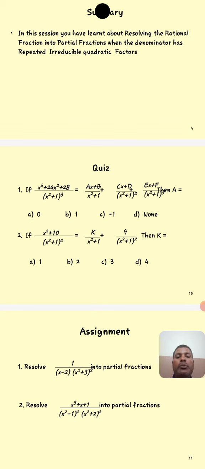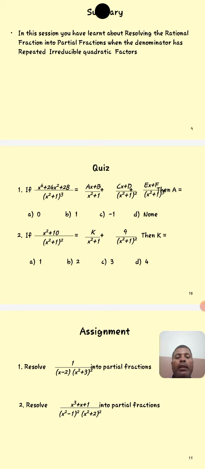Here x minus 2 is a linear factor, a non-repeated linear factor. X square plus 3 whole square is a repeated irreducible quadratic factor. One linear factor is there, and one repeated irreducible quadratic factor is there. So how to write the partial fraction format here? We write a by x minus 2 plus bx plus c by x square plus 3. A, b, c is over.